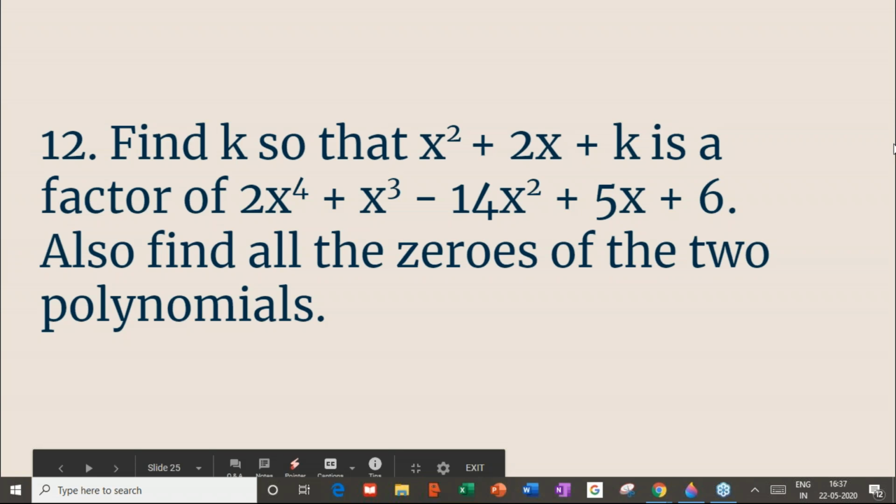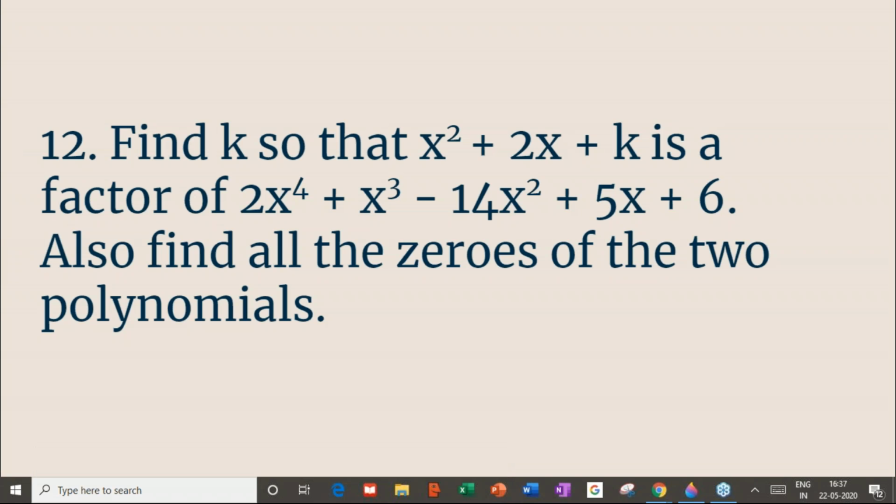Hey, I don't think that's the right answer. You get a number as k. It's a simple number.